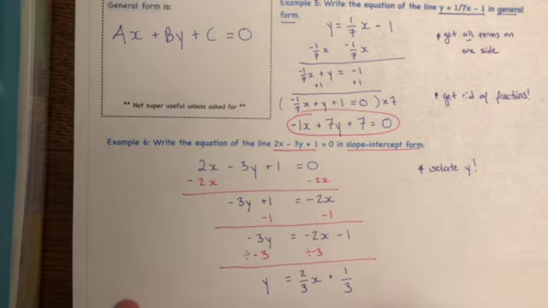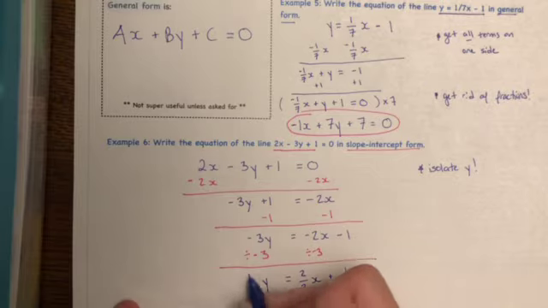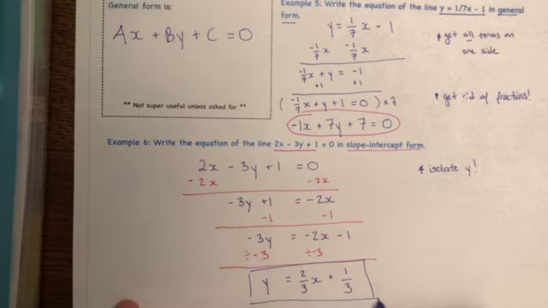And so now we can see our nice slope-intercept form with our slope identified and our y-intercept.